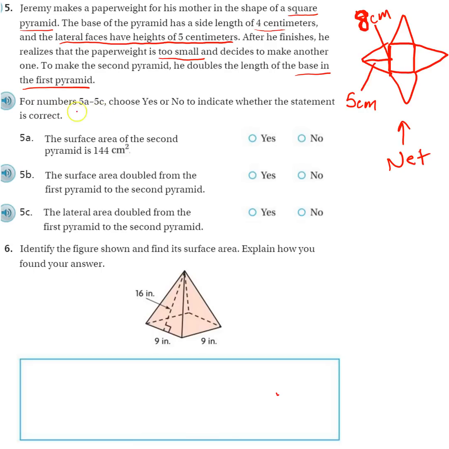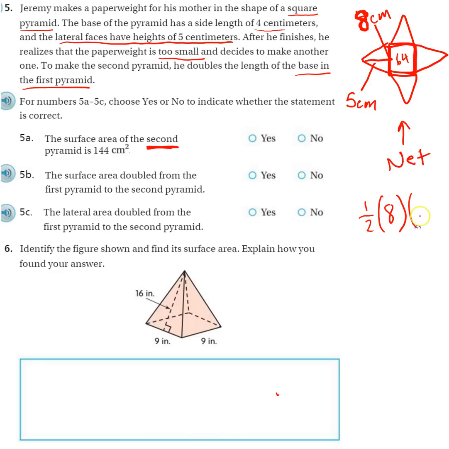Okay. So for numbers 5a through 5c, choose yes or no to indicate whether the statement is correct. The surface area of the second pyramid is 144 centimeters squared. Well, to know if that's true or not, you have to find the surface area. So if this is 8 by 8 now, 8 times 8 is 64. And then the area for the triangle would be 1/2 times the base, which the new base is 8, the second triangle.